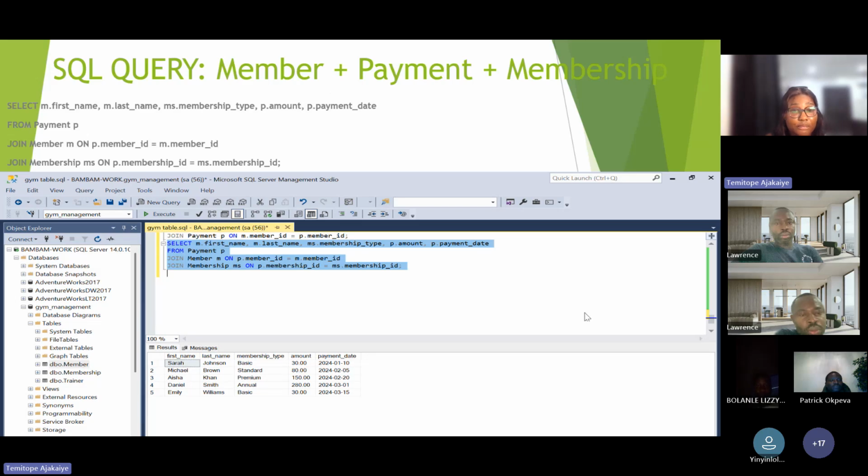And this is a join query that I ran. This query combines information from 3 tables, which is the member table, the payment table, and the membership. And it shows which member paid for which membership plan, how much they paid, and when the payment was made. So basically, the join function was used to connect the tables using their IDs, so related information can appear in one result, and to combine data from multiple tables.